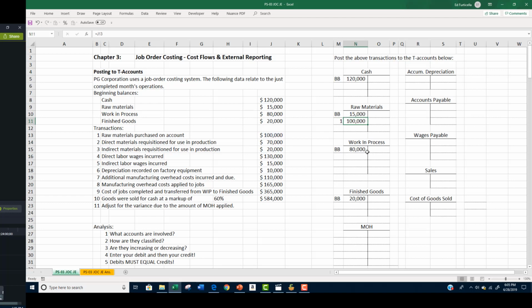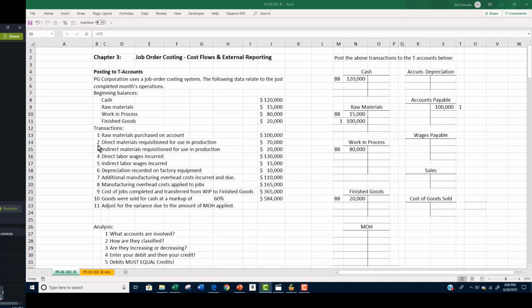Next, I'll move over to accounts payable. Again, accounts payable is a liability. It is increasing as well because we now owe somebody $100,000. I'm going to enter transaction 1 and credit the account for $100,000, again with a point and click.